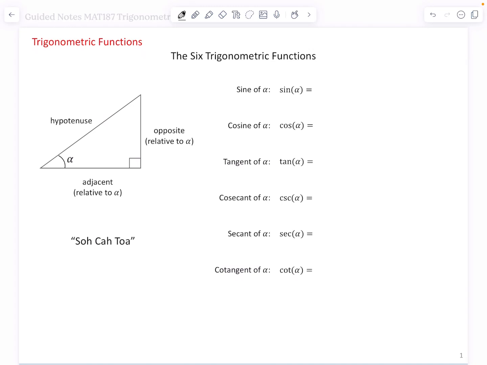Hello students, this lesson is on trigonometric functions. Now suppose we have a right triangle, such as here. A triangle has three sides, forming three different angles.